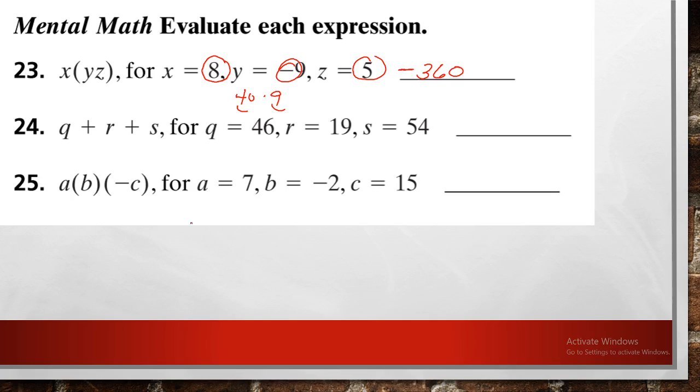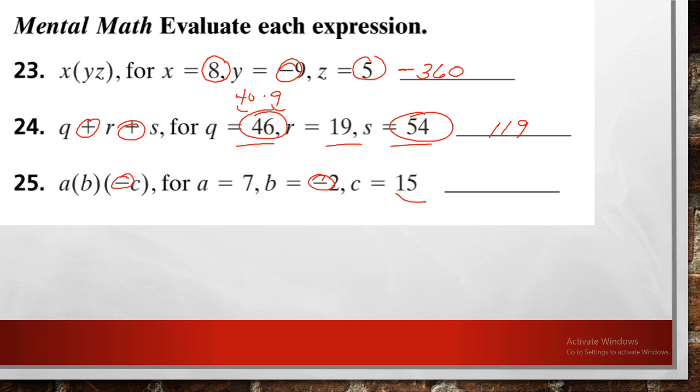Next one, QRS, you're adding them all, or I should say combining them all. And notice, they're all positive, so this becomes easy. We're looking at these two numbers to make 100, and 100 plus 19 is 119. In the final problem, I got three things being multiplied. So I'm going to multiply these three things, and I'm not going to pay attention to these negatives.